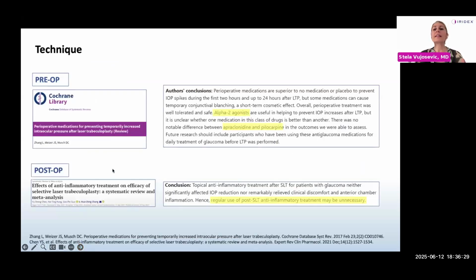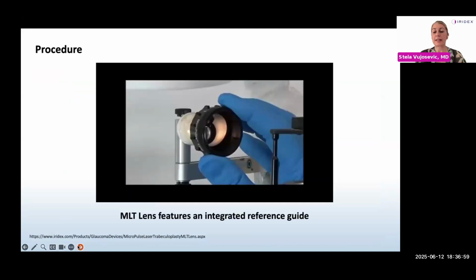So if we think, do we need any treatment before or after the treatment with the MLT in order to reduce the possibility to have any intraocular pressure spike that you can have, for example, with SLT after the treatment? Actually, it has not been shown that there is a need to treat these patients either before or after the treatment. So you can avoid any treatment with the drops.